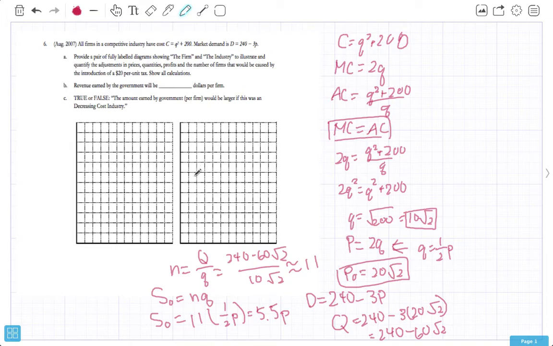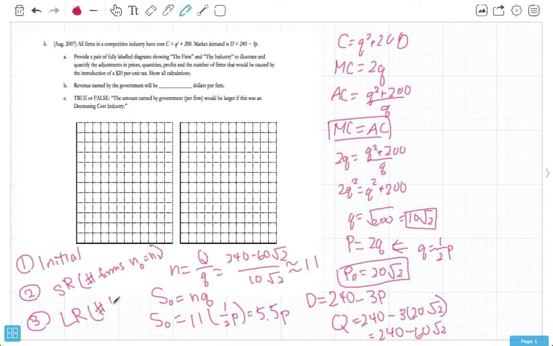For these kinds of questions, you'd have to find 3 kinds of equilibriums. You'd have to find initial, short run, and long run. Short run being the number of firms N stays the same. So N0 equals N1. In long run, the number of firms changes. So there's a new N, which is N2.